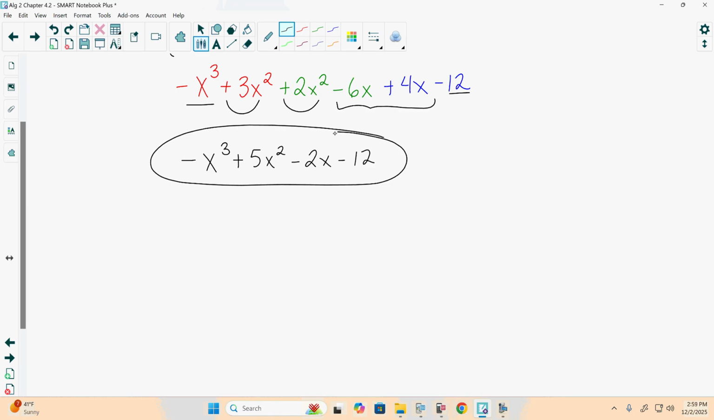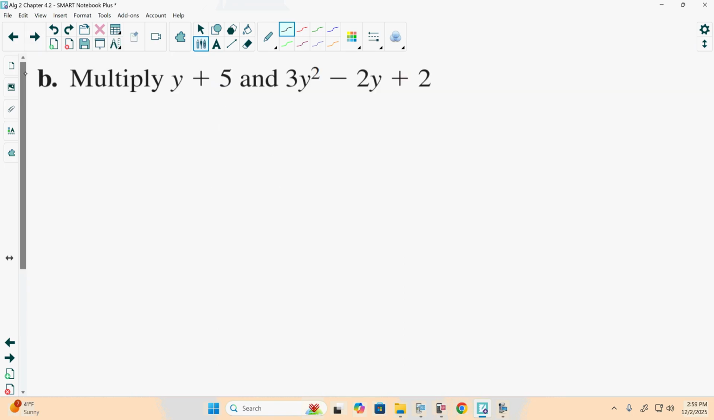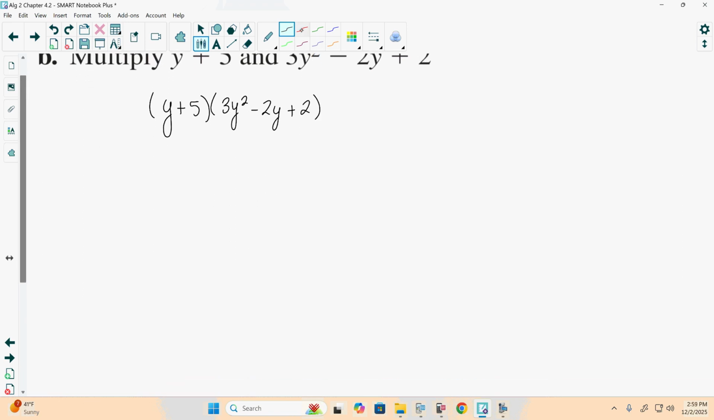Multiplying, these are starting to come back a little bit. I mean, it's like FOIL: first, outer, inner, last. But we have to do just a few more. We ready for the next set? This time they kind of have it flipped. We're multiplying y plus 5 and 3y squared minus 2y plus 2. So we multiply this out.